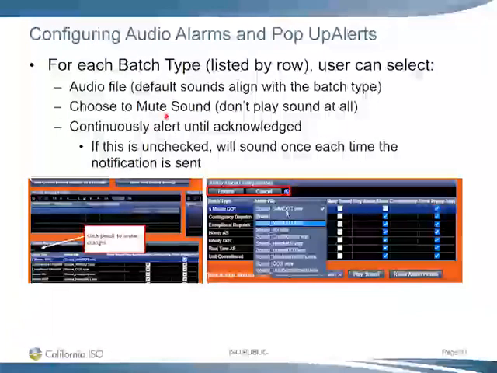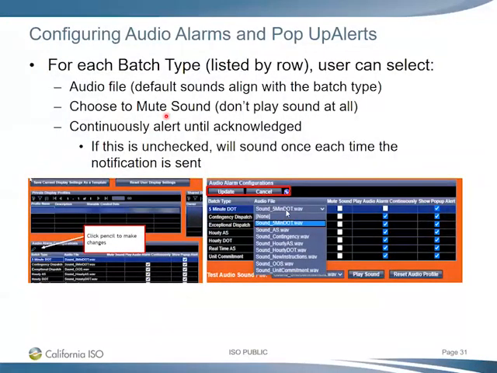Okay. So now, configuring your audio alarms and pop-up alerts. For each batch type, the user can actually select an audio file. They can choose to mute the sound. They can continuously alert until acknowledged. And there are default audio files coordinated with that. I think they pretty much are self-explanatory. If you hear the sound, it sounds like what it's related to. Like 5-minute DOT says something like 5-minute DOT. So they're pretty straightforward. You can preview them if you want in this test audio sound file row.